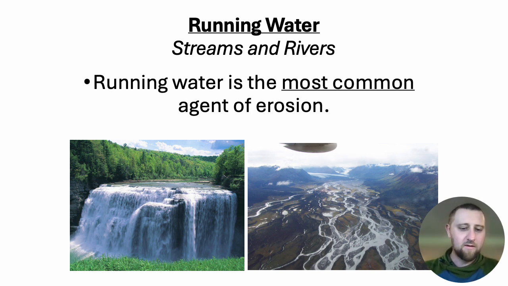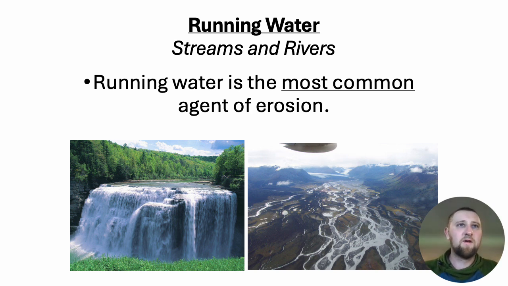Now let's talk about running water. Running water, such as streams and rivers, is the most common agent of erosion. It's something that you've probably seen day to day during a rainstorm, or just walking over a bridge or driving over a bridge. You see water doing things to the landscapes around it.